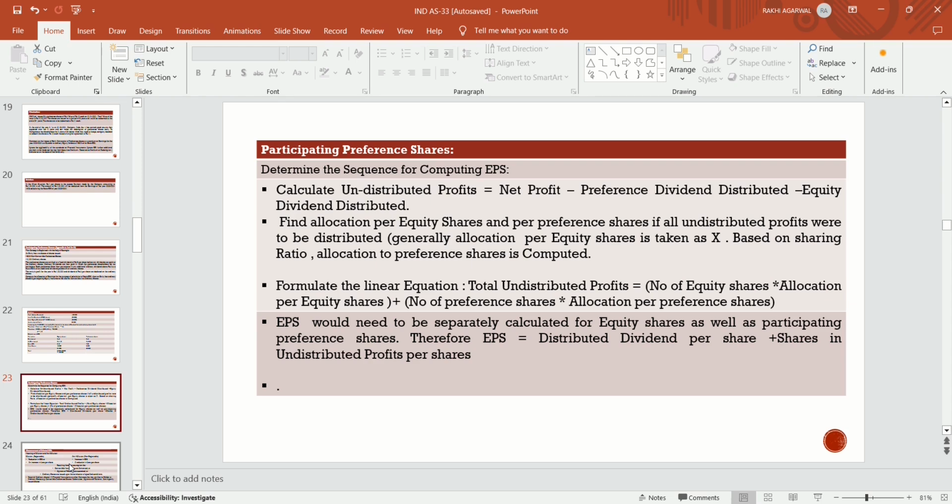Now EPS needs to be separately calculated for the equity share as well as the participating preference share. Therefore, EPS equals distributed dividend per share plus share in undistributed profit. That is, how much dividend is distributed per share plus share in undistributed profits. In this way, distributed and undistributed profits of both the preference shares and equity shares are to be calculated.